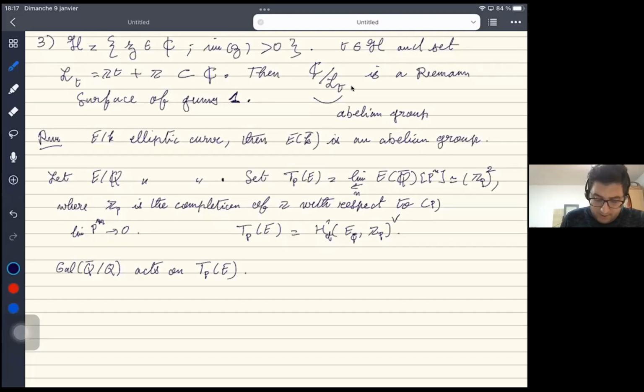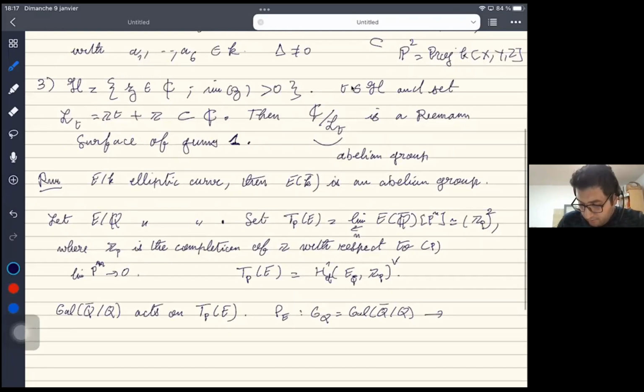And then you get an action, and even this gives a Galois representation of G_Q, which is the Galois group of Q bar over Q, into GL2(Zp), because the Tate module is Zp square, and the Galois group acts on it, so you get directly a Galois representation. And this Galois representation is continuous somehow if you put a topology on the Galois group, which is the Krull topology, and the p-adic topology on Zp square. Under the two, this representation is continuous.